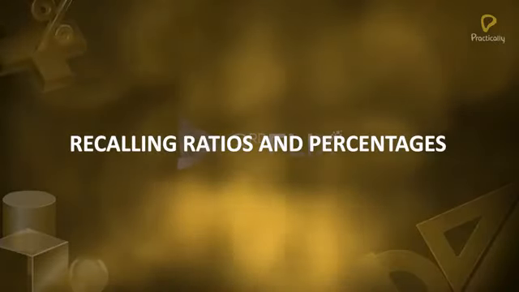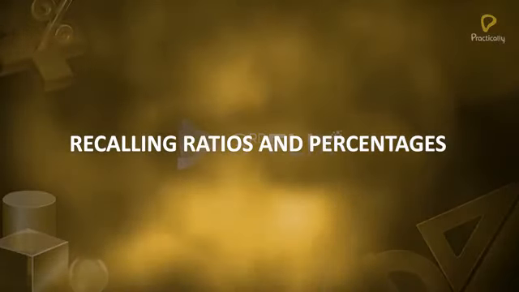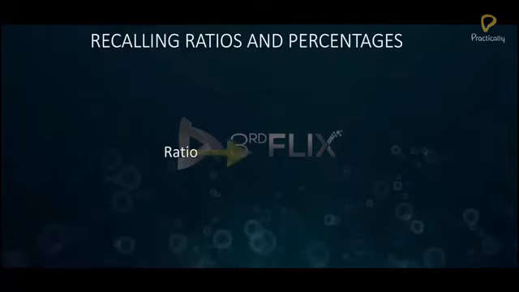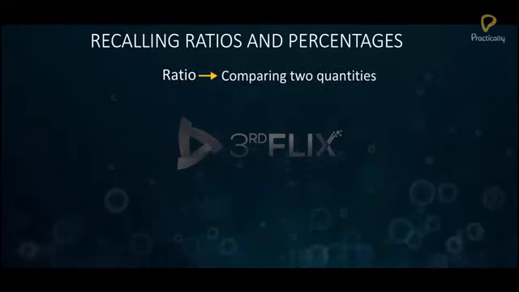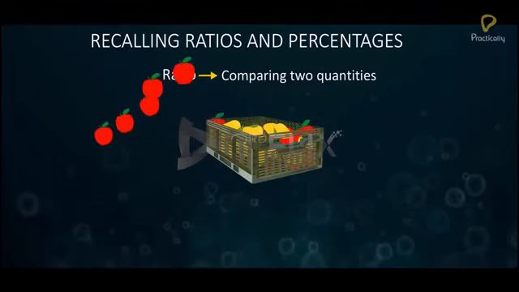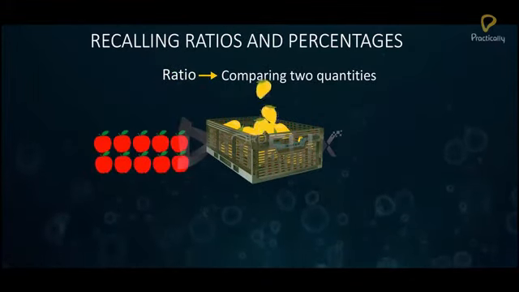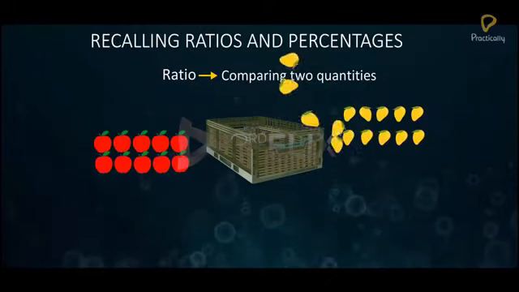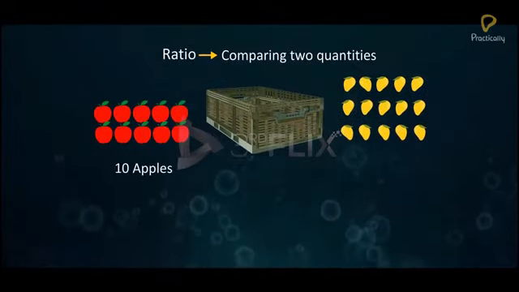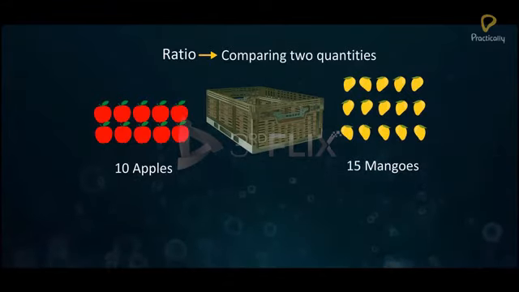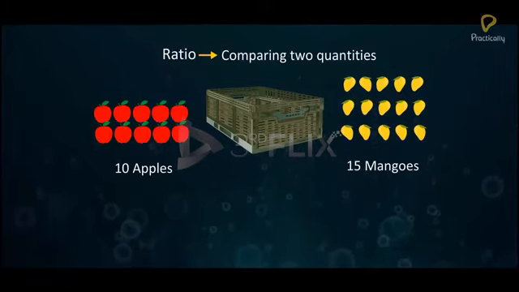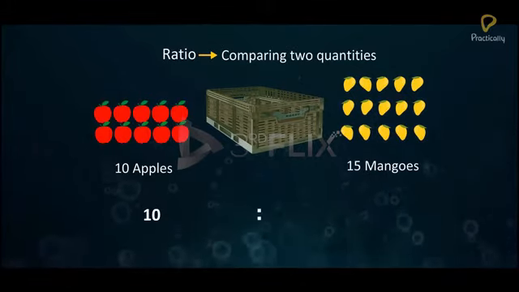Recalling ratios and percentages. Ratio means comparing two quantities. There are two types of fruits in a basket. It has 10 apples and 15 mangoes. The ratio of the number of apples to the number of mangoes is equal to 10:15.